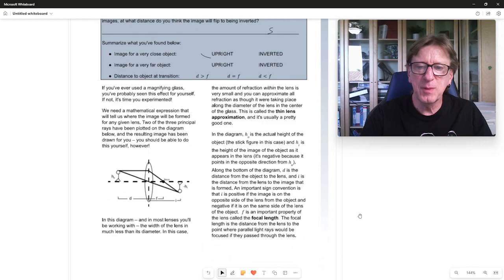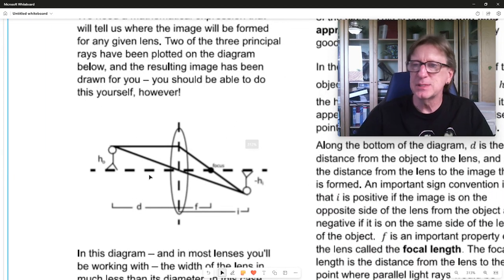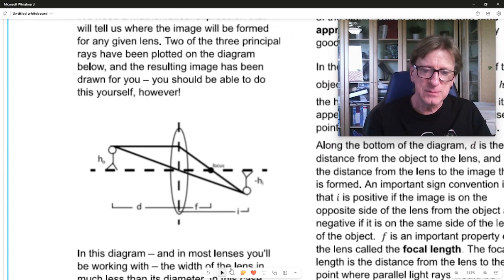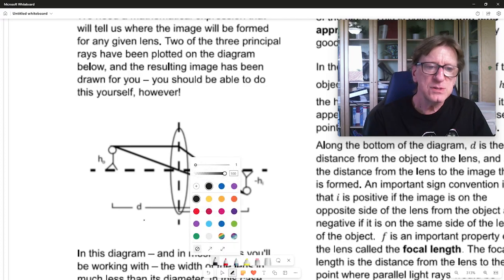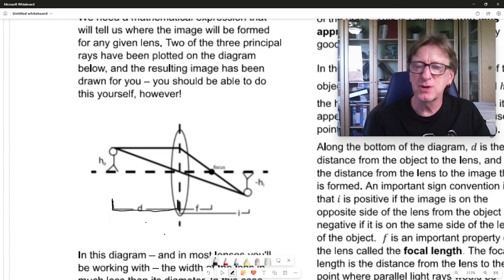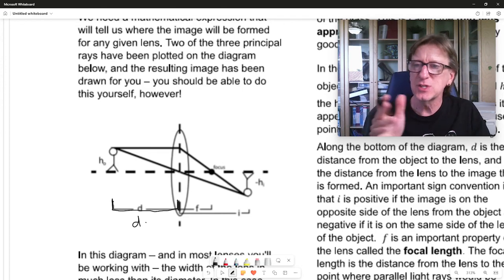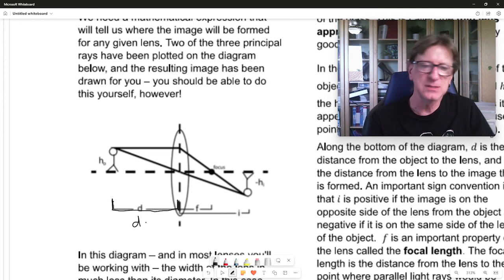So let's come up with some symbols. I'm going to zoom in on this so that you can see it. Let's come up with some symbols that we're going to use for the rest of our discussion about lenses. So this distance, we've already said this distance from the object to the lens, and remember, we're going to measure everything from the center line of the lens. We're going to use the letter D. So D is going to be our object distance. You'll see some places they use an O to represent the object distance. Whatever works for you. Remember, we can use any symbols we want.